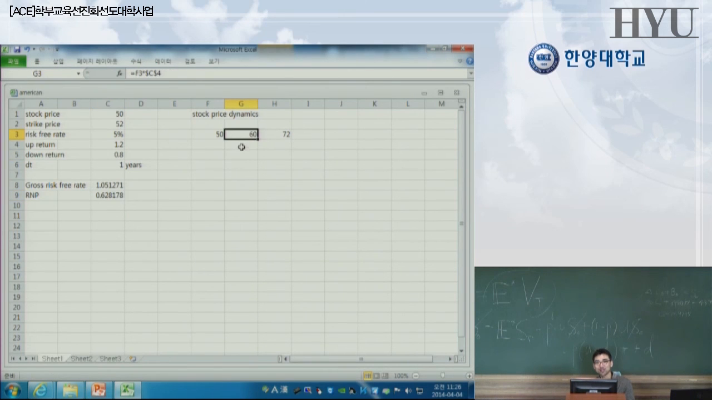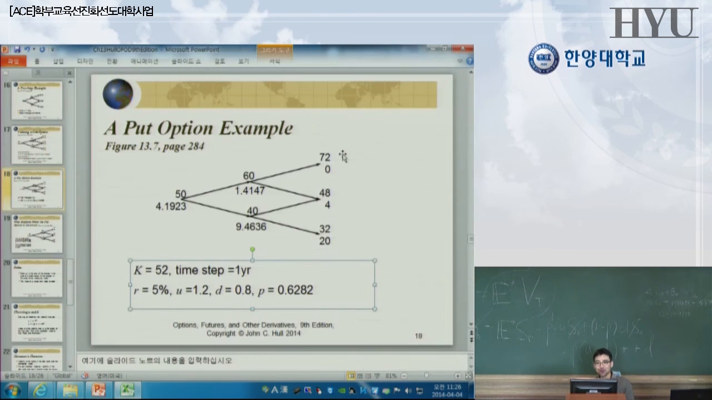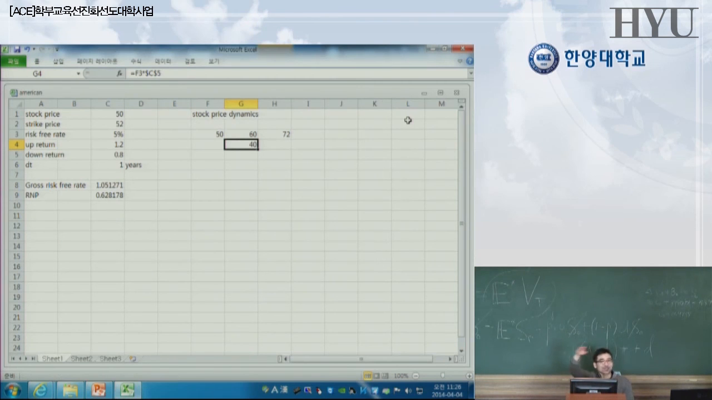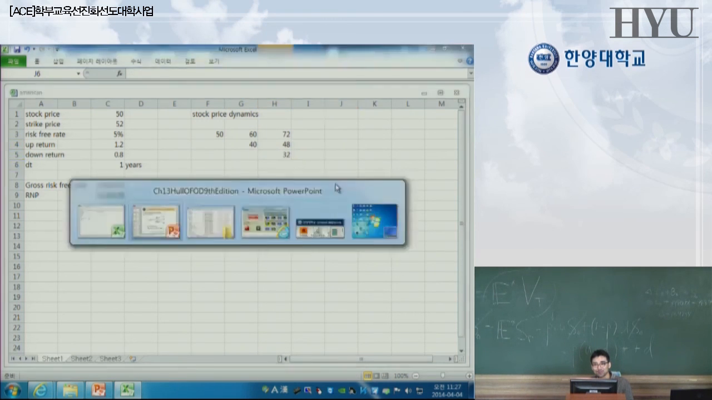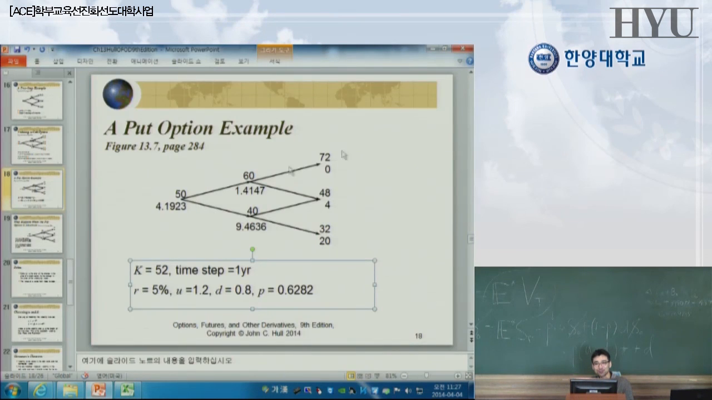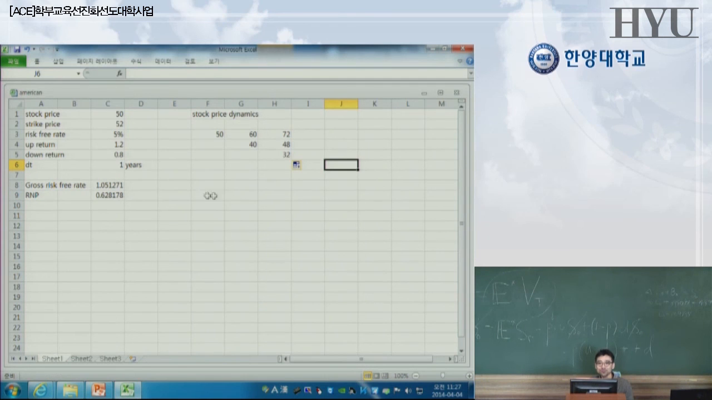And then if it goes down, it is this one multiplied by this one, F4, right? In Excel I cannot draw this one, so I have it this way. Okay, so this one is 48, right? So this is the dynamics of the stock, right?